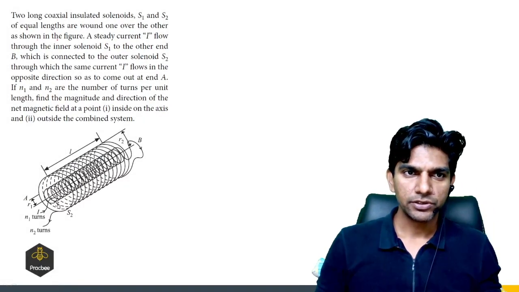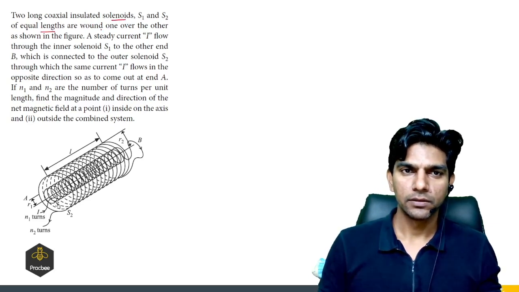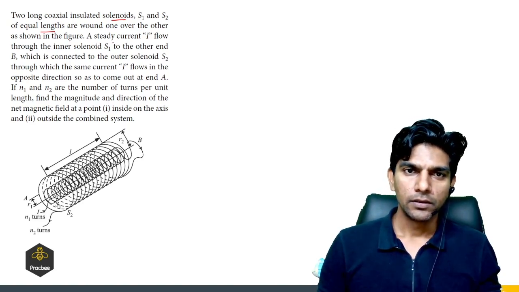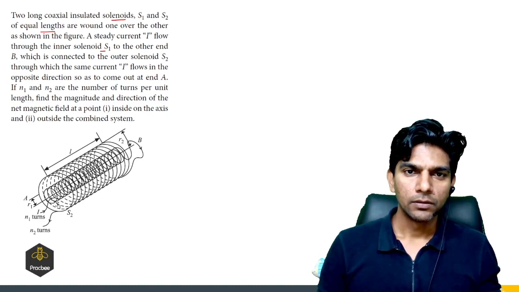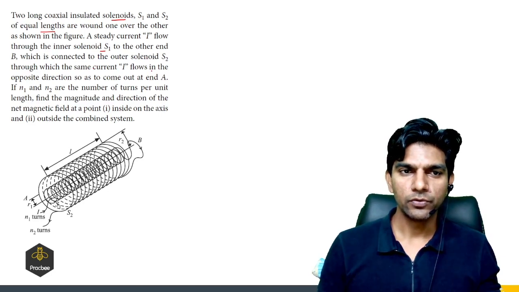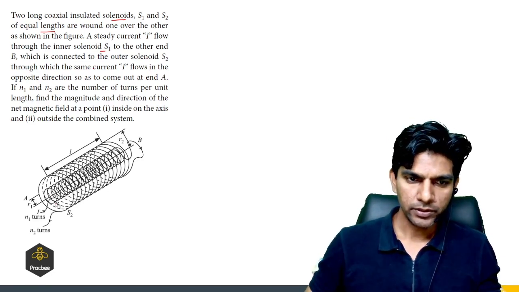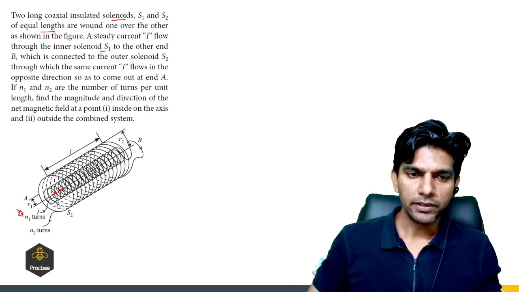So now let us see this illustration. Two long coaxial insulated solenoids S1 and S2 of equal length are wound one over the other as shown in the figure. A steady current I flows through the inner solenoid S1 to the outer end B, which is connected to the outer solenoid S2, through which the same current I flows in the opposite direction. So for example, if in the inner solenoid the current is in the anti-clockwise direction, if I'm looking at it from this side, then the current in the outer solenoid will be clockwise, right?